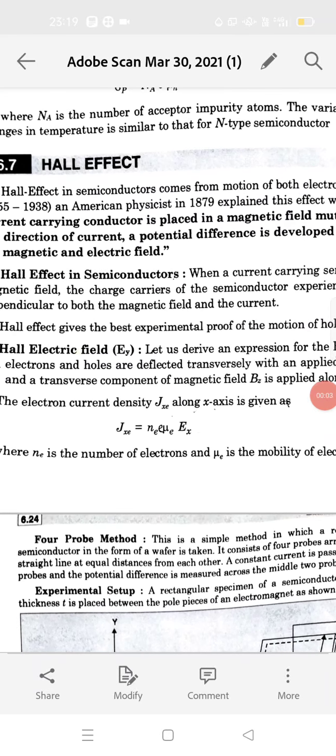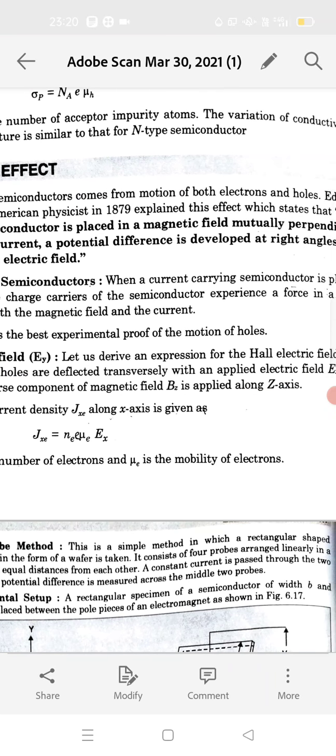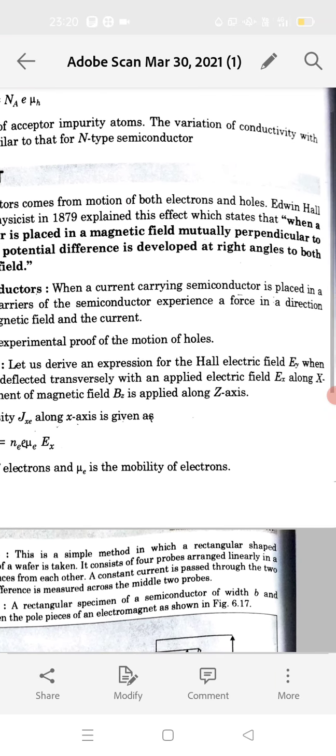Good morning, students. Today we will discuss the Hall effect. The Hall effect in the semiconductor comes from the motion of both electrons and holes. Then the Hall effect can be explained.